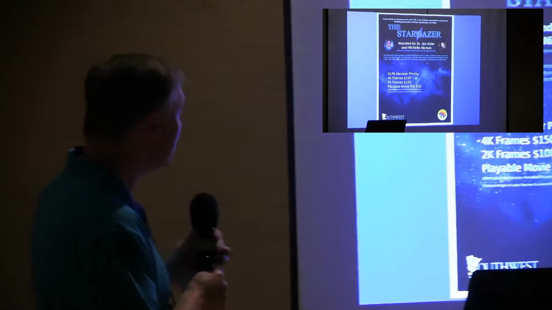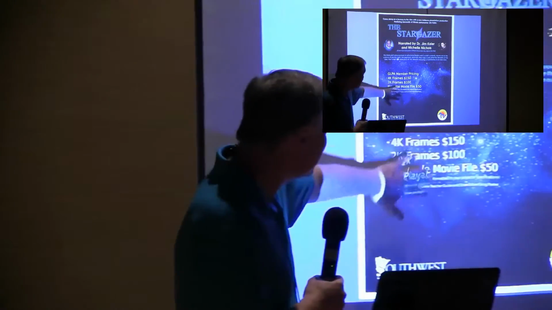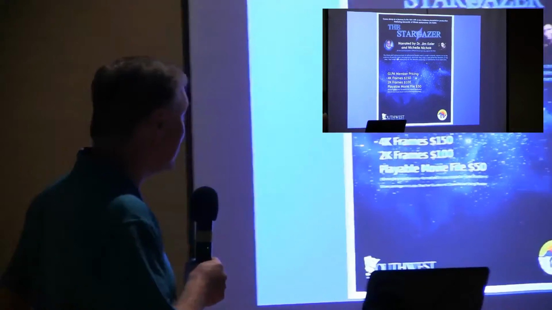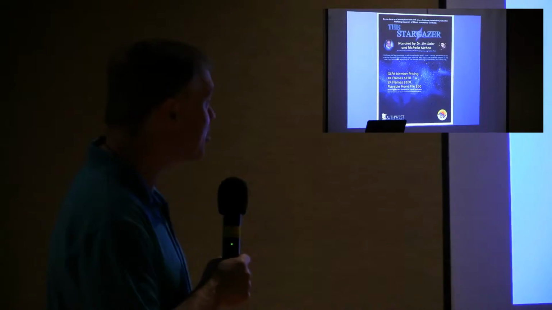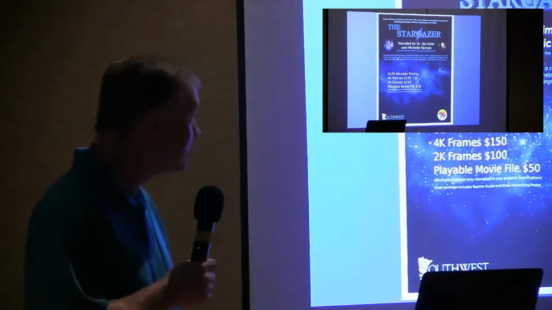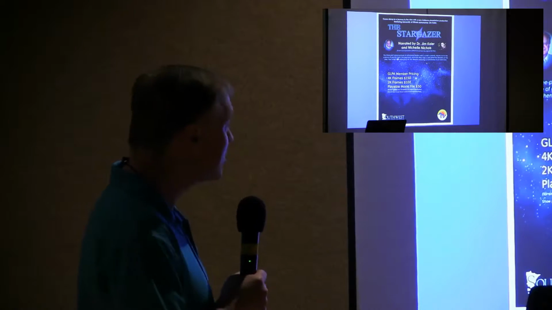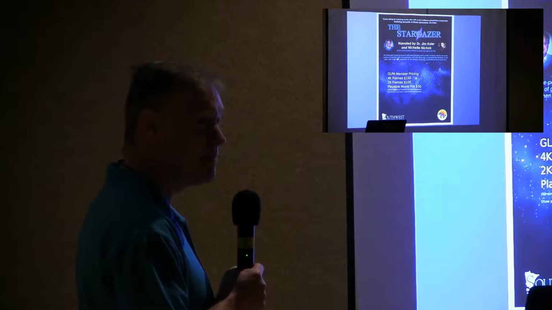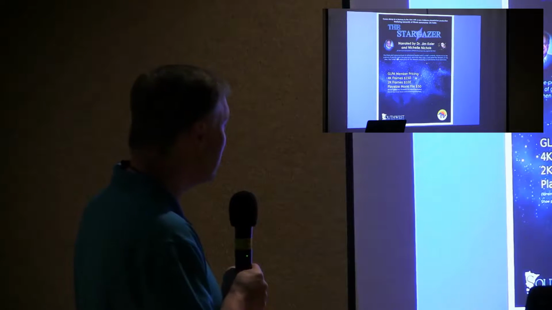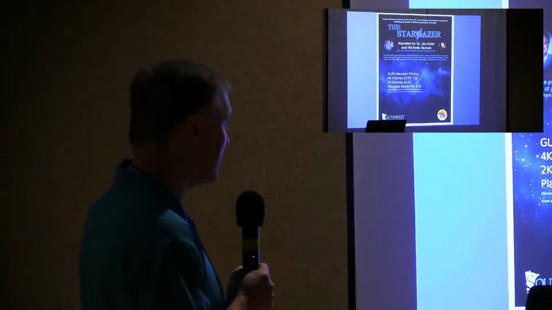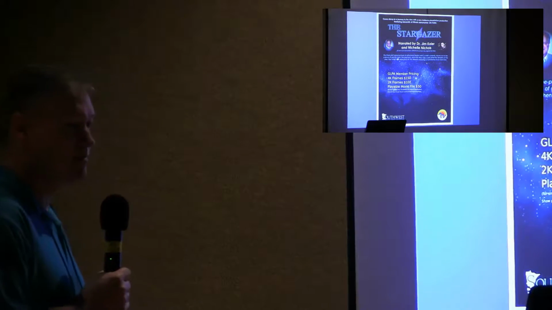Here's our show poster. This is what it'll come with. This will be blanked out so you can add your own content there, but here is the pricing structure. The 4K frames will run $150 for GLPA members, and the 2K frames, $100. If you just want the playable movie that I'll render out for you, it's $50. So there it is, pretty simple, pretty inexpensive.